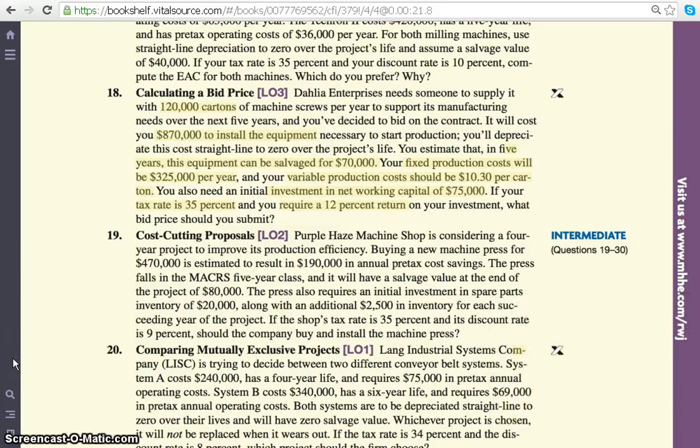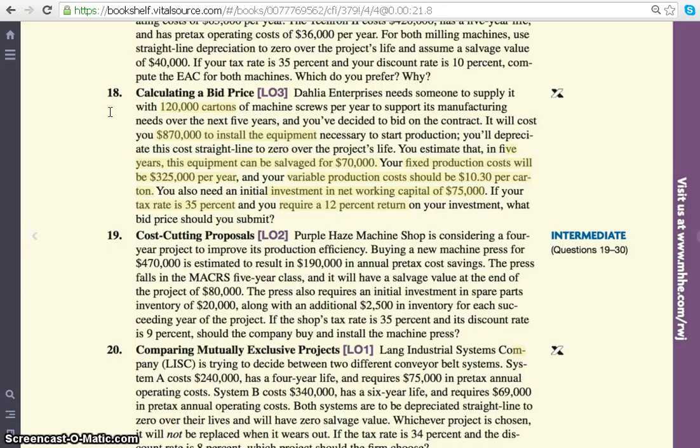Okay, let's take a look at the problem. This is on page 337 of your textbook, calculating a bid price, problem 1018. Dahlia Enterprises needs someone to supply it with 120,000 cartons of machine screws per year to support its manufacturing needs over the next 5 years, and you've decided to bid on the contract.